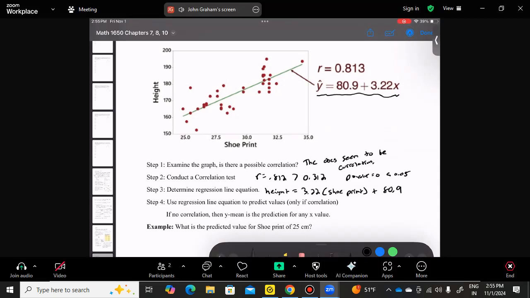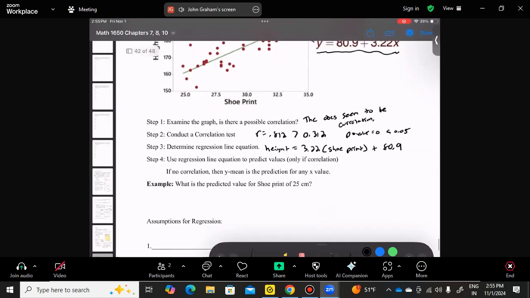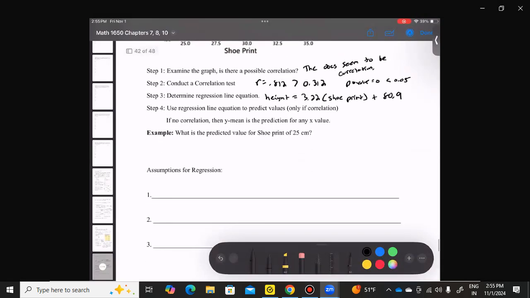Now, if there isn't correlation, the only thing we could do is look at the average height of a person. So the idea is this will give us a better way of calculating a more accurate estimate than just the average height of people. So if, let's say, we are looking for somebody who has a shoe print of 25 centimeters, their height then is going to be equal to 3.22 times 25 plus 80.9.